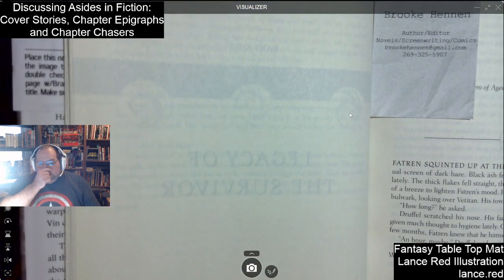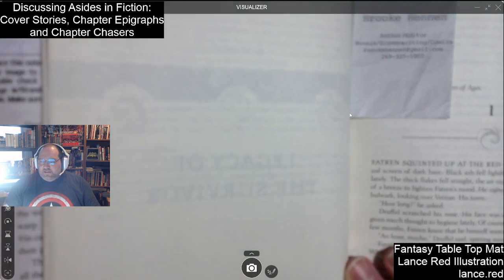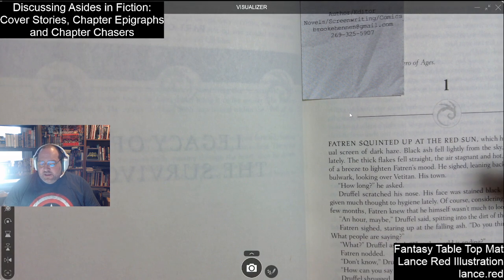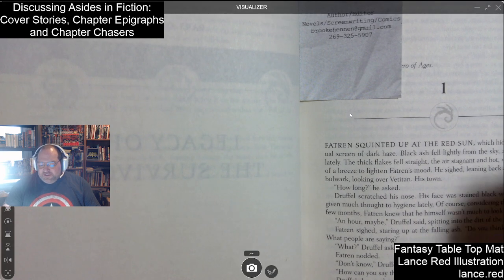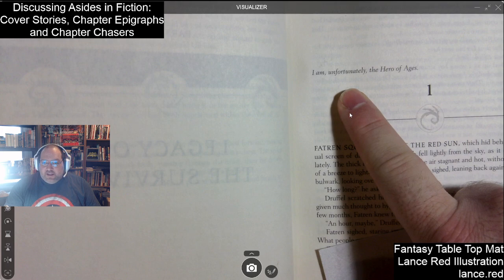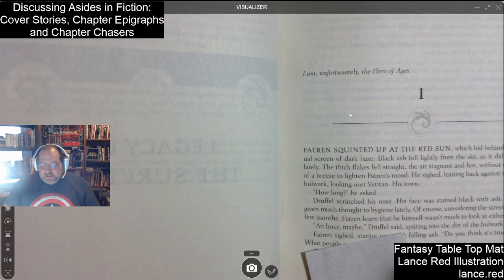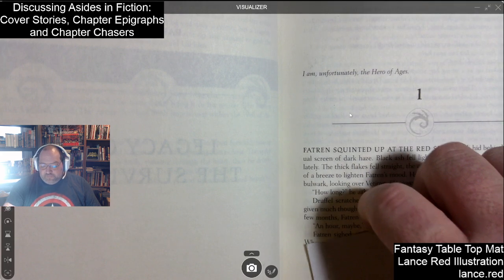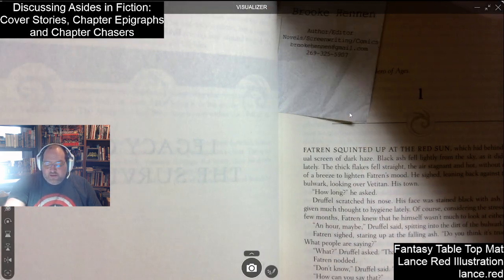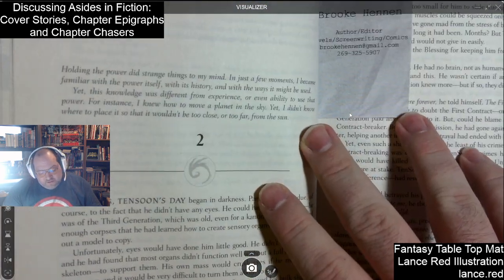So for me, I listened to the book, and there's the chapter epigraphs that I always thought were at the end of the chapters. They're actually at the beginning. So at chapter 1, we get, I am, unfortunately, the hero of ages. And then we go into the chapter. So we get this little aside setting up what's happening. And then we jump to the next, chapter 2.